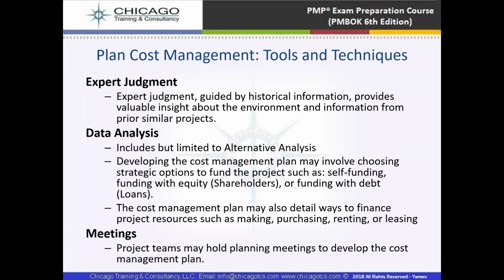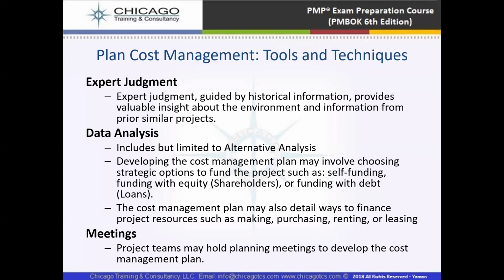So basically the expert judgment gives us historical information and valuable insight about the environment and information from previous similar projects. So from the different historical projects, the experts will give us an indication of how much the budget cost was for that particular project.